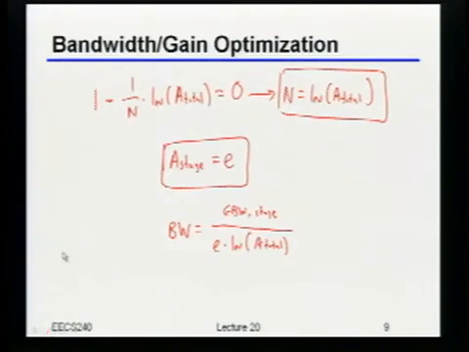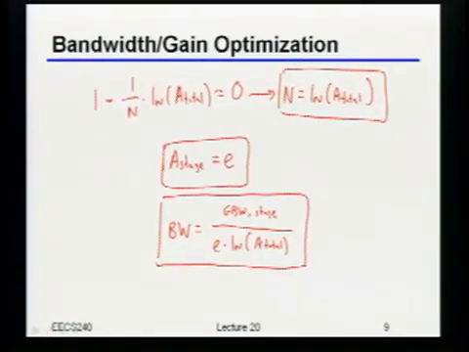Okay? So why did I bother writing this slightly complicated but not too bad expression? Clearly, bandwidth does not linearly trade off with gain. Because remember, for single stage amplifiers, you would have said that A times bandwidth should have equaled gain bandwidth. Well, now, bandwidth times natural log of gain is equal to the gain bandwidth. In other words, if I want more gain, I can get tons and tons more gain and pay only a very mild penalty in the bandwidth.